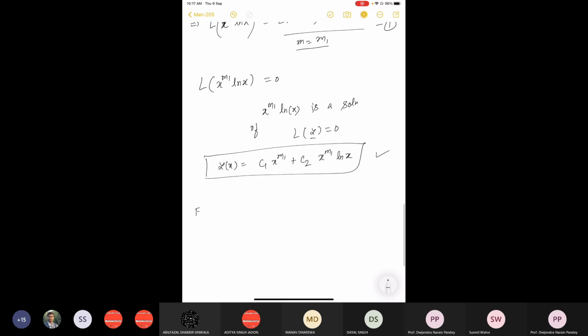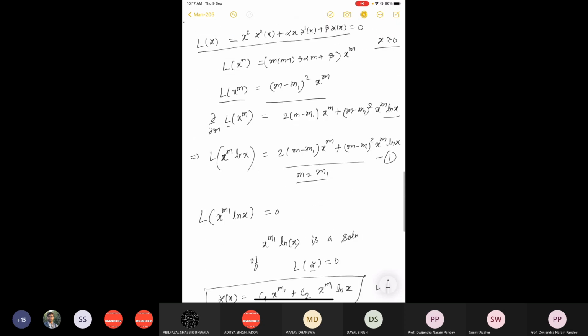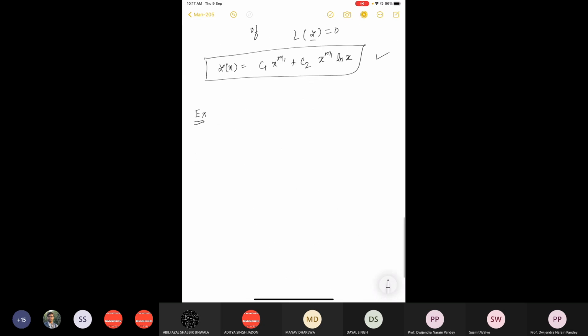So let us take one example here. One solution you can obtain is x to the power m1. Another solution you can obtain by differentiating x to the power m with respect to m, evaluated at m equal to m1. So we can say your y2 of x is equal to partial derivative with respect to m of x to the power m, evaluated at m equal to m1. Is it okay?